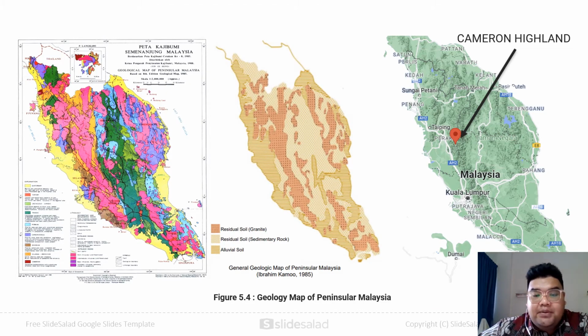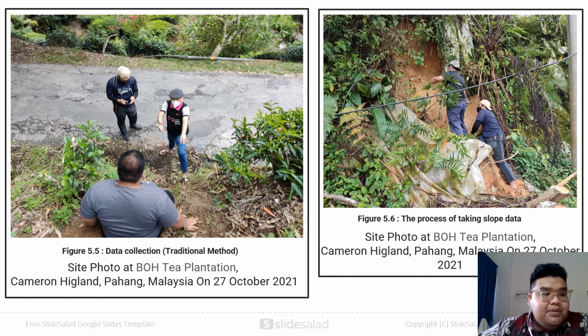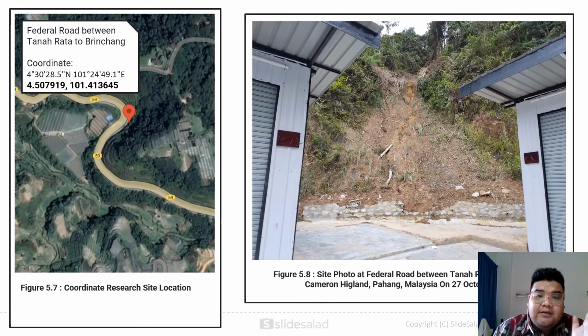And then this is an example geology map of Peninsular Malaysia, and this is Cameron Highland. And then this is an example site photo at the plantation in Cameron Highland, 27 October 2021. What is important is that you can see how I struggle to do an assessment to collect data on slope failure. So you can see an example, this is site 2. You can see the inclination, or the height, is high. I need to go up there.